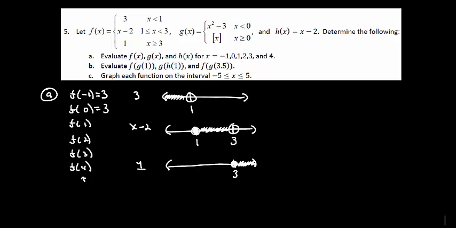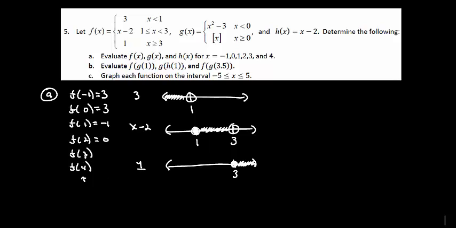Now 1 occurs at a boundary spot. So since 1 occurs at a boundary spot, we have to see which one do we use, the first one or the second one. Well, clearly we use the second one because this one has a filled-in circle. So we take the value 1 and we plug it into this function, so we get 1 minus 2, which is -1. Now let's look at 2. Well, 2 falls on this interval. So when we take 2, we plug it into this function here, and we get 0 out.